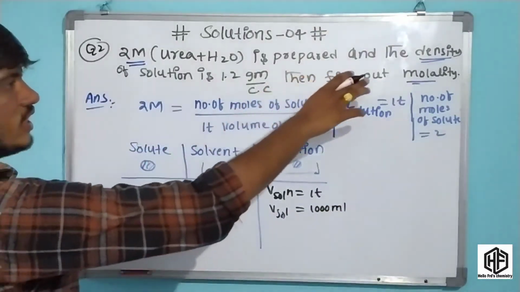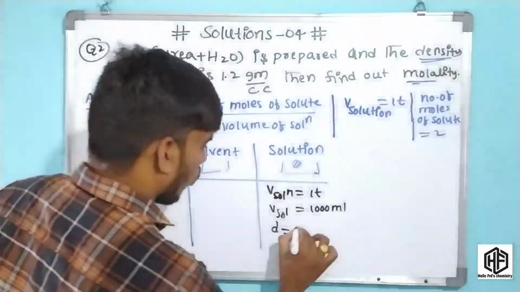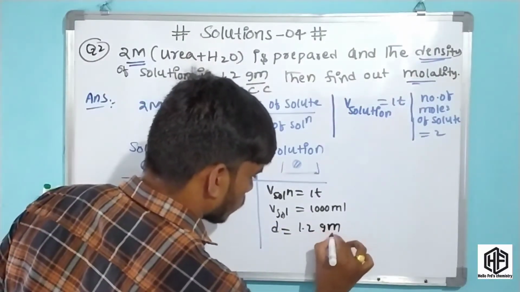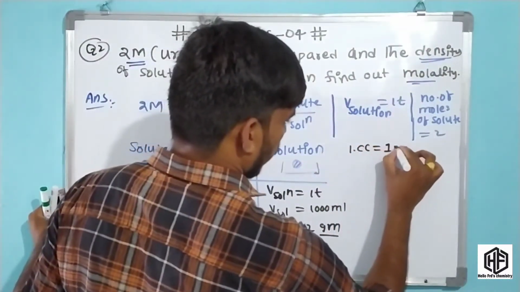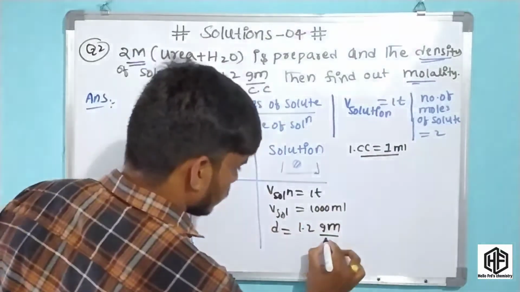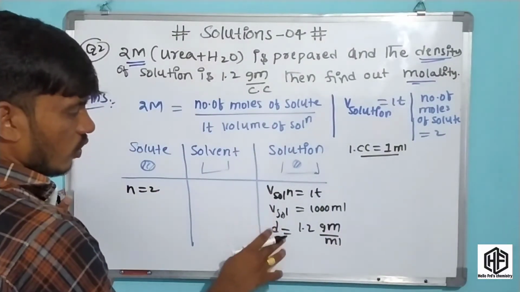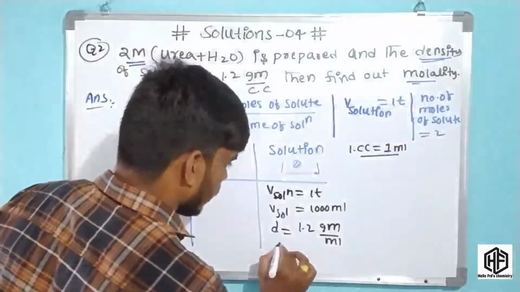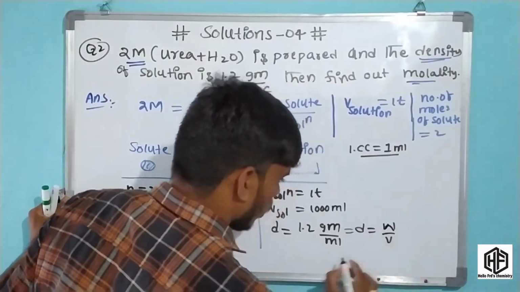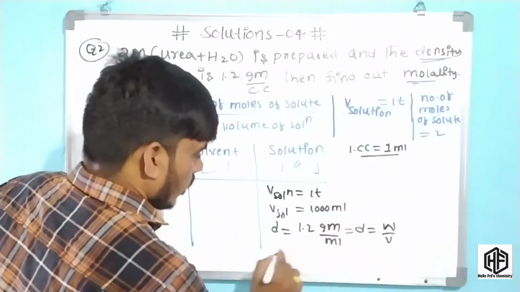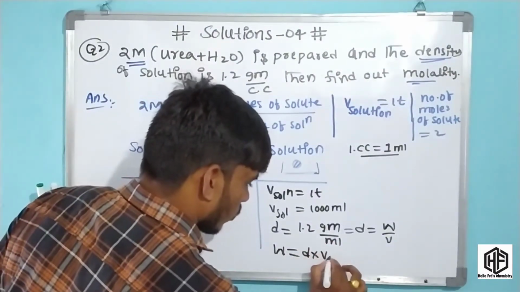Okay friends, now density is present in the question. Density is equal to 1.2 grams per cc. Now 1 cc is equal to 1 ml, so this is grams per ml. Now density is given, volume is given, and we have to calculate the weight. Okay friends, density is equal to weight by volume. Now weight is equal to density into volume.